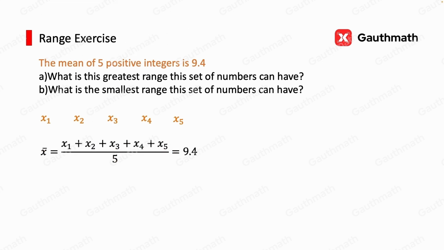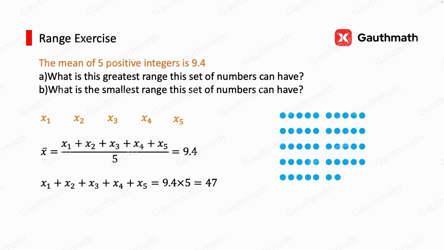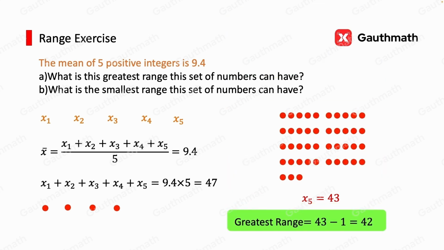And since the mean is 9.4, we know that the sum of the integers is 9.4 times 5, which is 47. So in order to make the range greatest, we want the difference between the minimum and maximum values to be as great as possible. Since the least positive integer is 1, we want as many 1s as possible. So we can let x1, x2, x3, x4 all be 1, and thus x5 can be 43. So the greatest range is 43 minus 1 equals 42. And that is our final answer for part A.